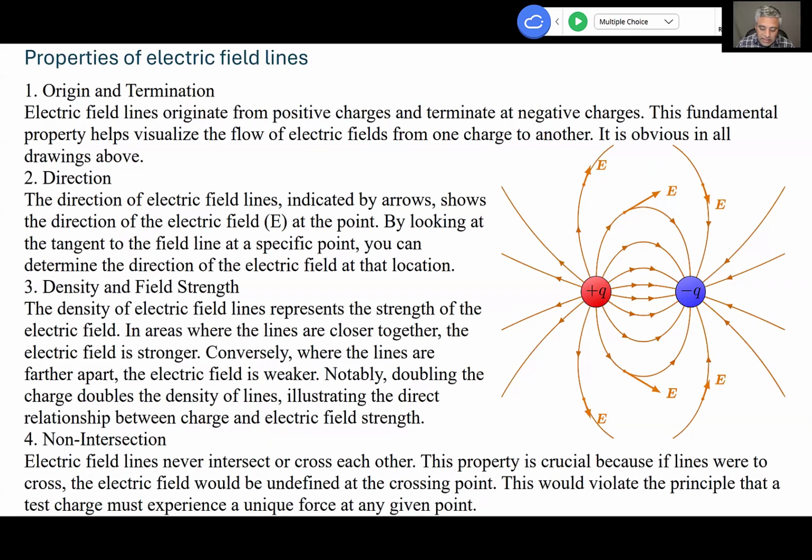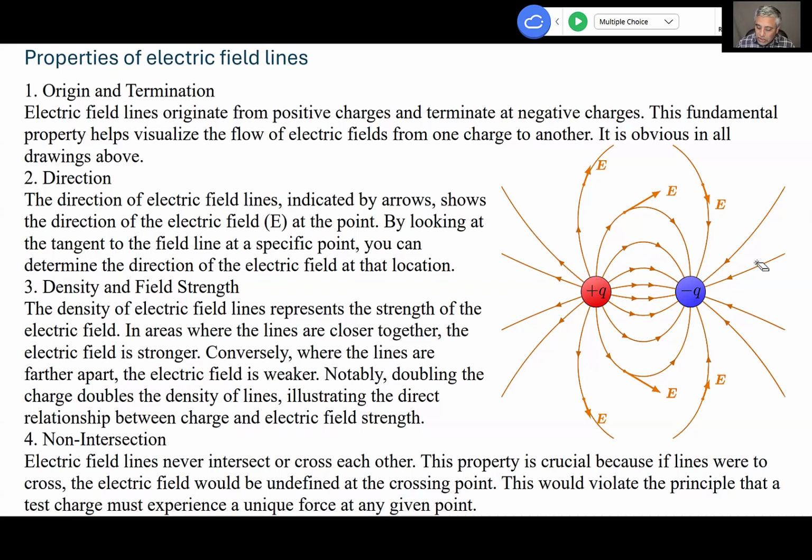So these are the properties I was also talking about when I was showing you those. They start at the positive and they end right there on the negative. Okay, so that's how this looks.